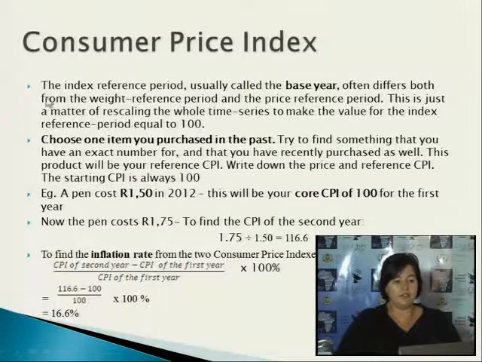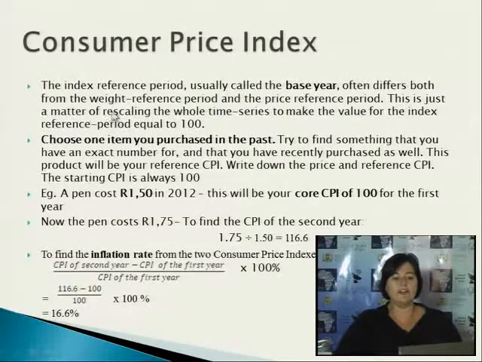It often differs both from the weight reference period and the price reference period. That means today something costs maybe 10 Rand. 4 years ago it was 6 Rand. So the base year will be 6 Rand. And now it's 10 Rand. That's why they say they differ from each other.